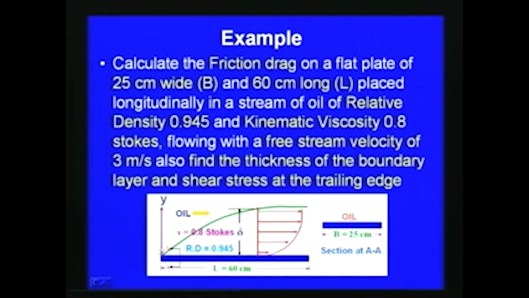edge. So, here we have a free stream velocity of 3 meter per second, and the relative density of the fluid is 0.945, the length of the plate is 60 centimeter, the width is 25 centimeter, and the kinematic viscosity is 0.8 stokes. This is the section of the plate. For this problem we have to find the thickness of the boundary layer and the shear stress at the trailing edge. We have already seen this kind of problem.